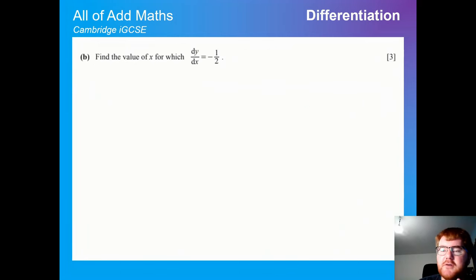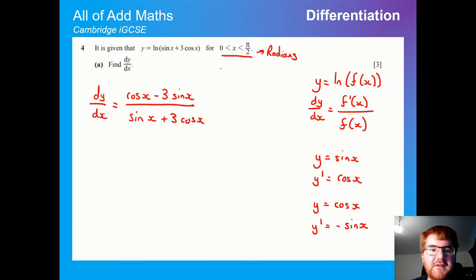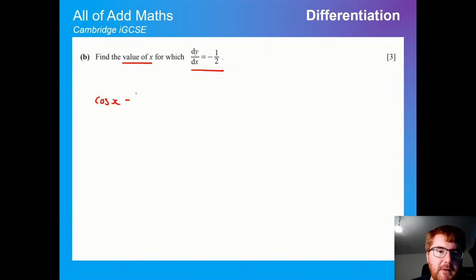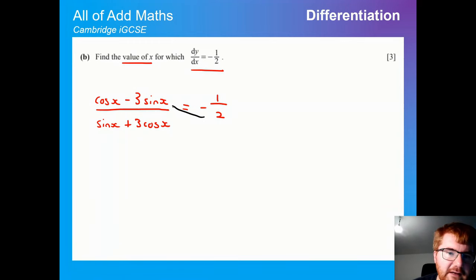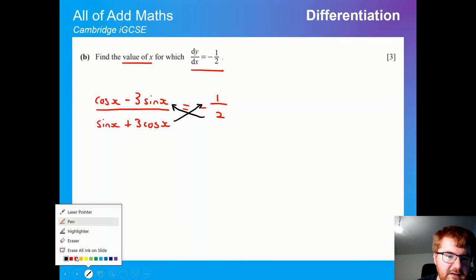And what they want us to do with this question is take that answer and find the value of x. Notice value only, so keep that in mind, for dy by dx is equal to minus a half. So we take our previous answer, so we take cos x minus 3 sine x over sine x plus 3 cos x, and make that equal to minus a half. And probably the easiest way of solving this equation with this particular one, fraction equals fraction, is just do some cross multiplying here. So multiply this by this and this by this. It doesn't matter where the negative is.